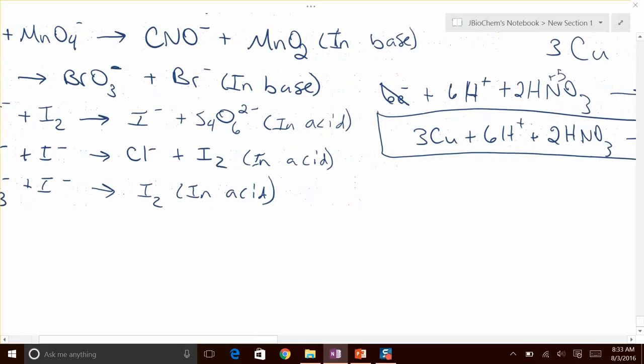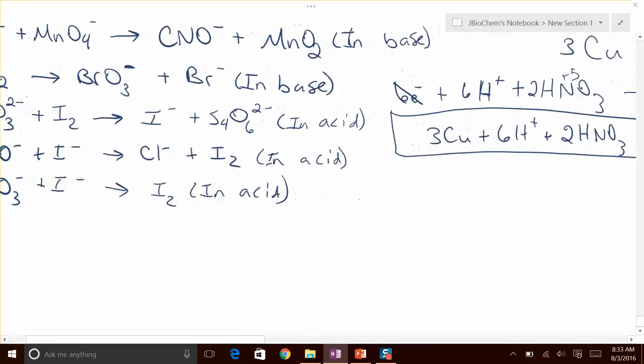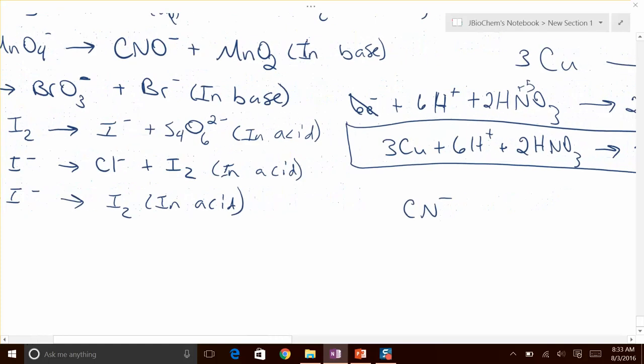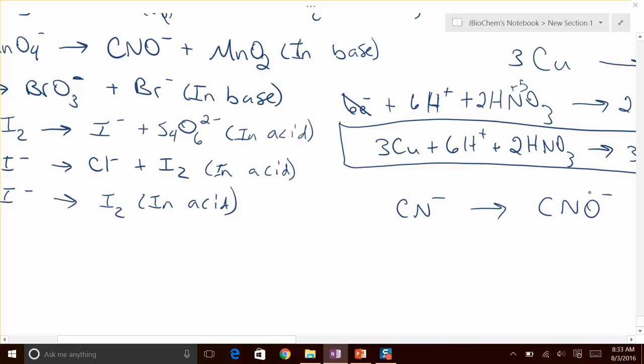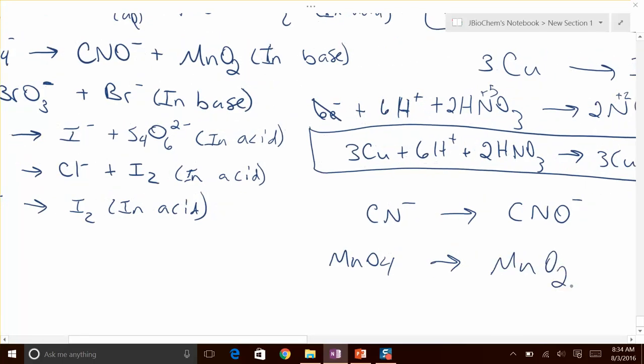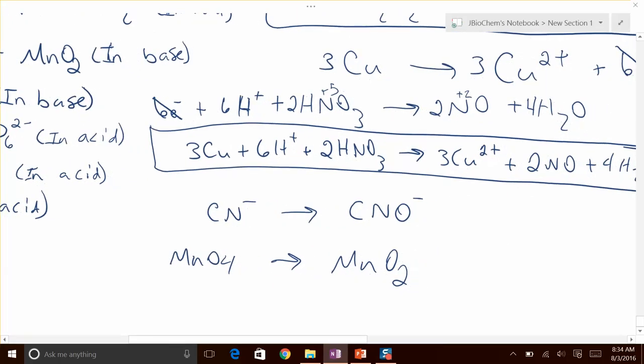Okay. So we're going to take cyanide plus permanganate. And we're going to balance this in a base solution, okay? So what are my two half reactions here? CN minus is going to go to CNO minus, right? And then we have MnO4 is going to go to MnO2. Okay, so these are my two half reactions.